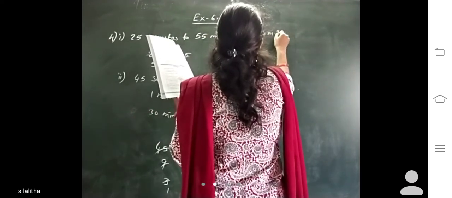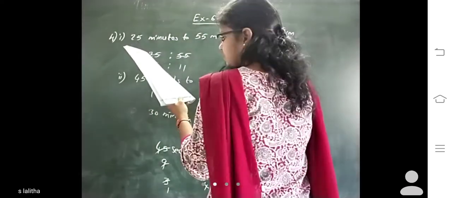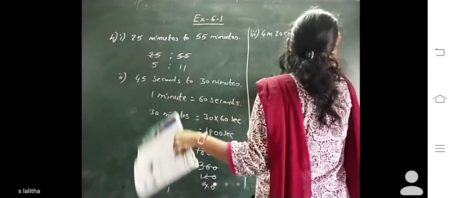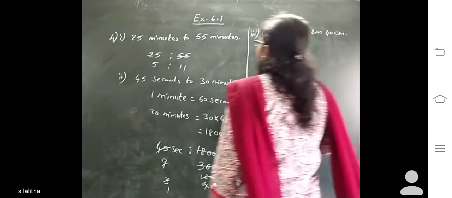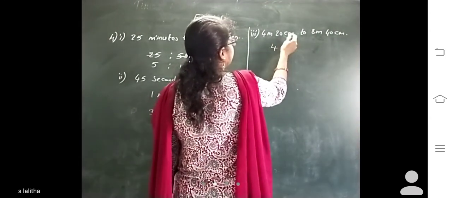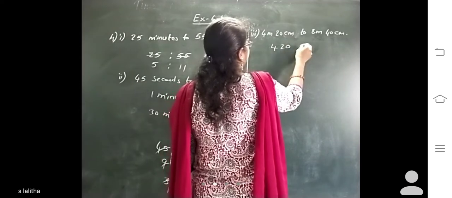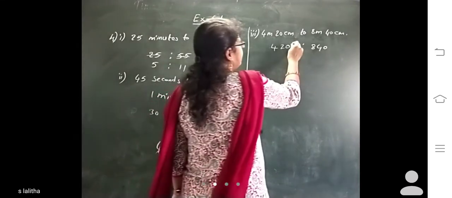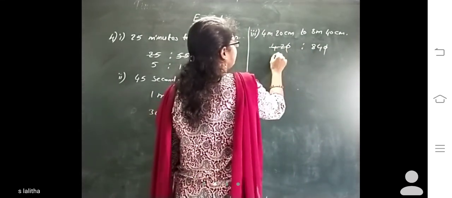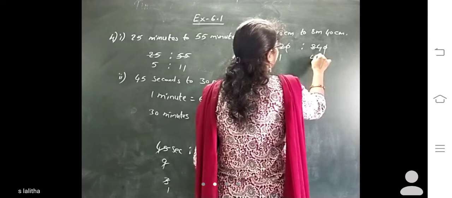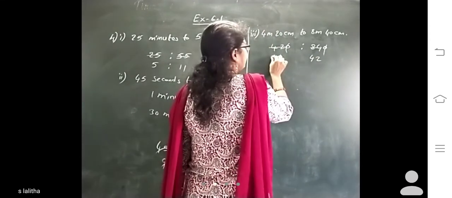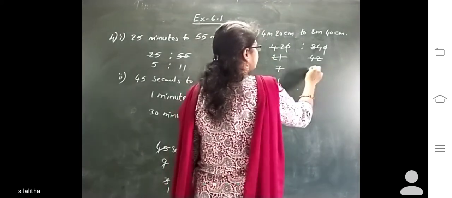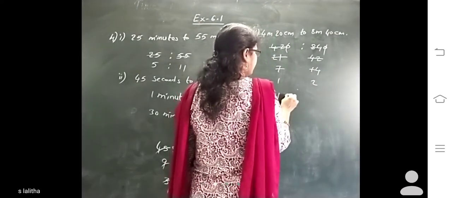4 meters 20 centimeters to 8 meters 40 centimeters. So 4 meters 20 centimeters means 420 is to 840. The 0 will be cancelled. Take the 2 table: 2 twos 4, 2 ones 2, 2 fours 8, 2 twos 4. 3 sevens, 3 ones 3, 3 fours 12. 7 ones 7, 2. So what is the ratio? 1 is to 2.